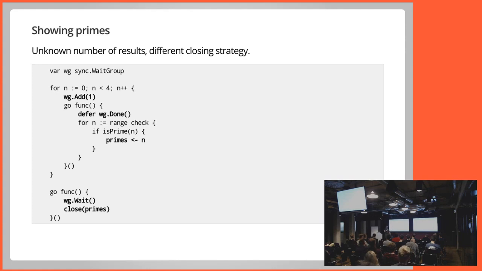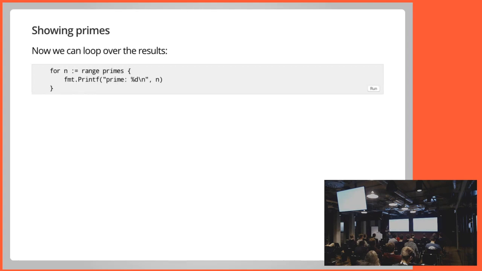And then we're going to spawn another Go routine, which is monitoring the wait group and waiting for all the workers to finish. Once everyone has finished their job, we can close the channel primes, saying there will be no more primes from the workers. So this is the safe way of closing the channel. Amending the program this way, we can now use our range loop and say for every prime we found, print it out.